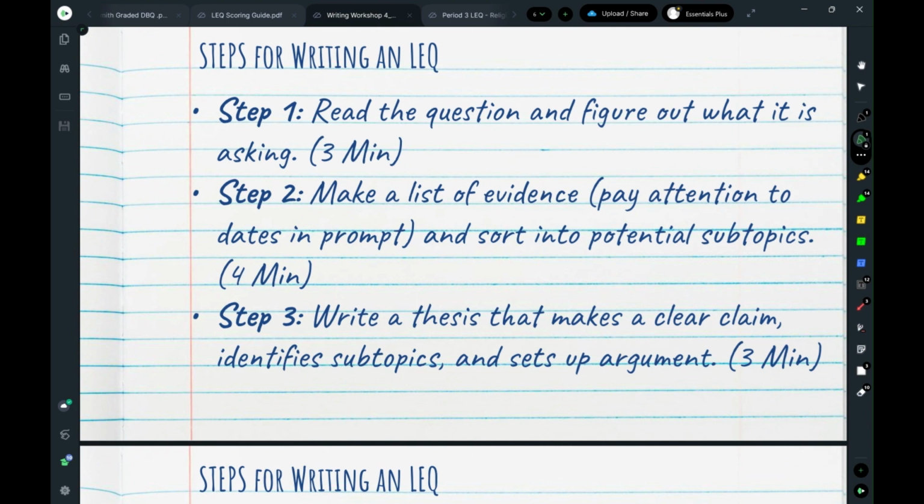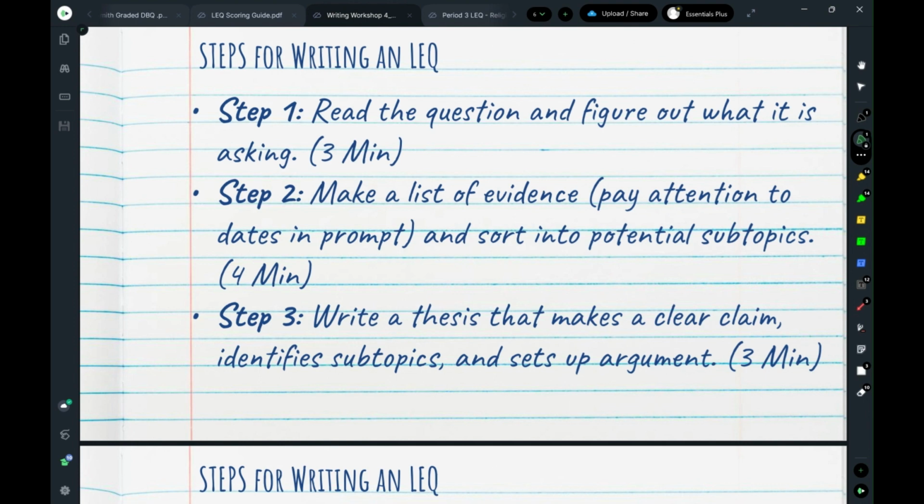This is my suggestion. I should say that this is how I would do it. If I were writing an LEQ, I would do it in this order. And I suggest you try it and do it this way, and then you'll figure out after you work on it, and you're going to do one right after this, and then you'll do one in the next period as well. You'll figure out whether or not it works for you and how timing works and those kinds of things.